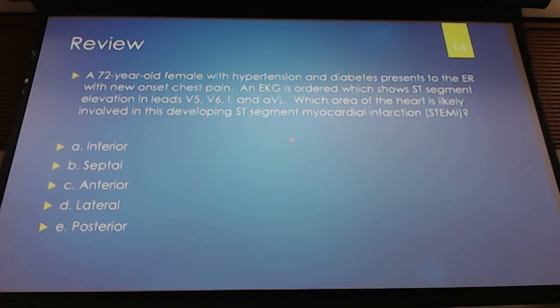Okay, now we've got a 72-year-old. Oh, this should be pretty easy for Bandy. Okay, yes, ma'am. Okay, 72-year-old coming in, EKG, so it's ST elevation in V5, V6, 1, and AVL. What's going on? What part of the heart are we concerned about?